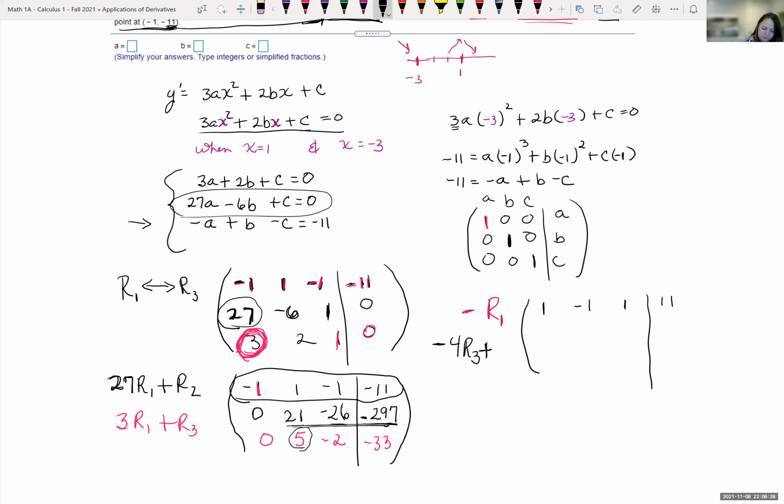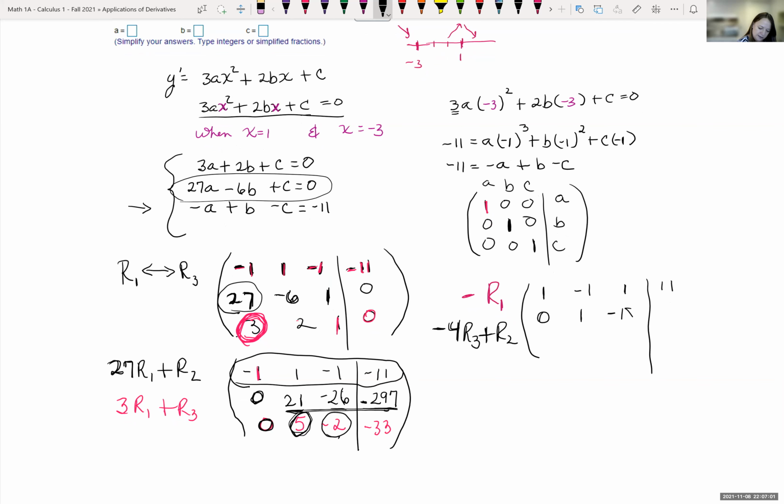Let's do -4 row 3 plus my row 2. So if I did -4 times 0, that's 0. 0 plus 0 is 0. -4 times this 5 is -20 plus this 21 gives me my 1 that I wanted. -4 times this -2 is 8. So -26 plus 8. I know I can do this in my head, but that's -18.